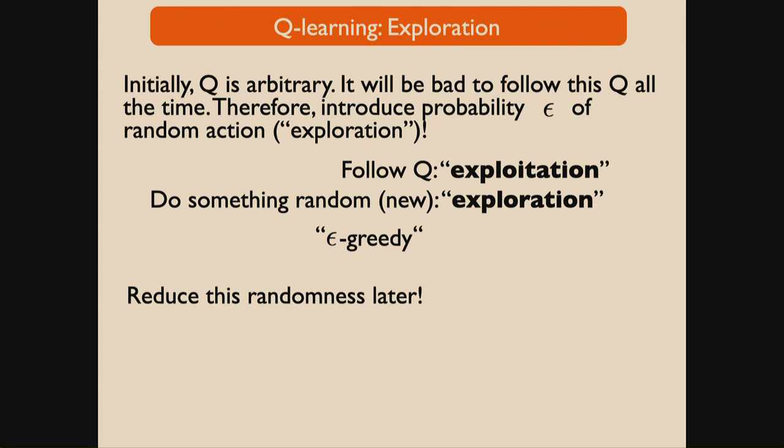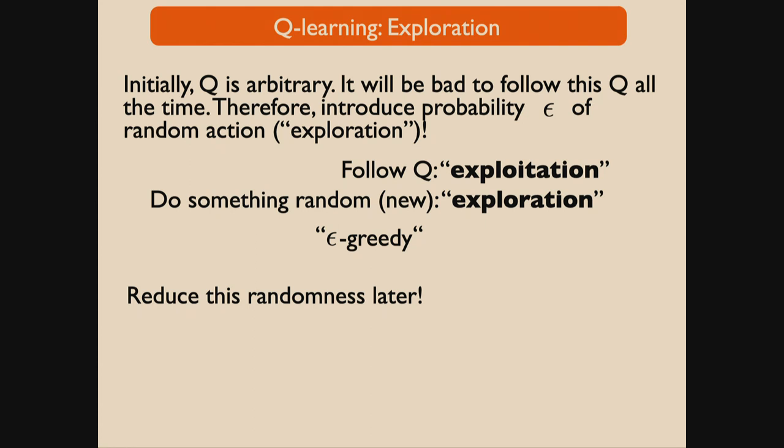There's still another thing. So initially, the Q function is, of course, arbitrary. Maybe it's all 0 or it's randomly initialized. And then I may have a problem because if my policy is really done according to select the action with the best Q, I may select very strange trajectories at first, and maybe I may be stuck in the wrong actions.